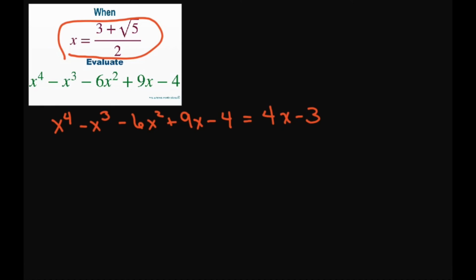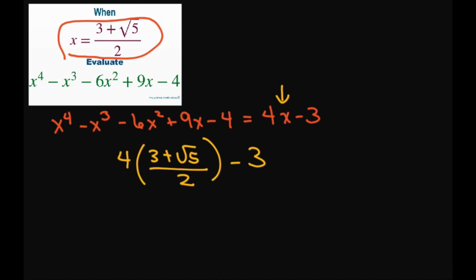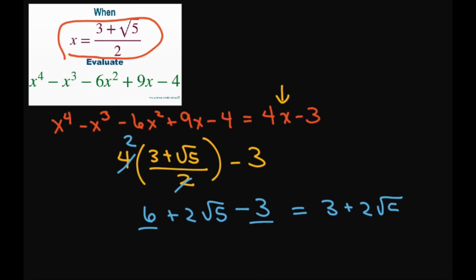All right, so now all we have to do is substitute in for our x. So that's going to give me 4 times (3 plus square root of 5) divided by 2 minus 3. So let's see what we get. This 2 goes into 4 2 times. So this is going to give you 6 plus 2 square root of 5 minus 3. And this simplifies to 3 plus 2 square root of 5. And that is your final answer.